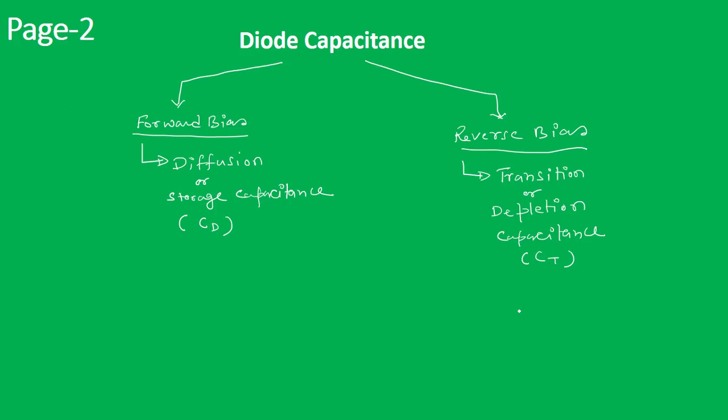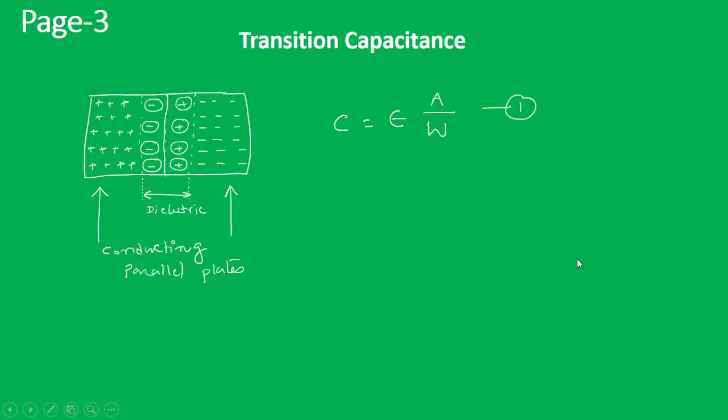Now, diode capacitance, there are two types. In forward bias, we have diffusion capacitance or storage capacitance, which is denoted as CD. In the reverse bias, we have transition or depletion capacitance, popularly denoted as CT. Now, what is transition capacitance?